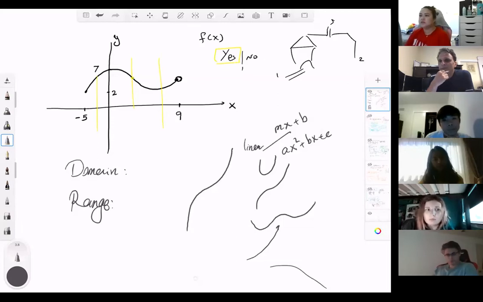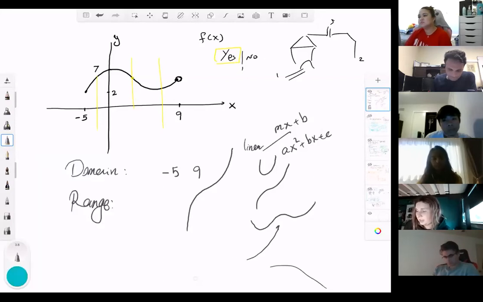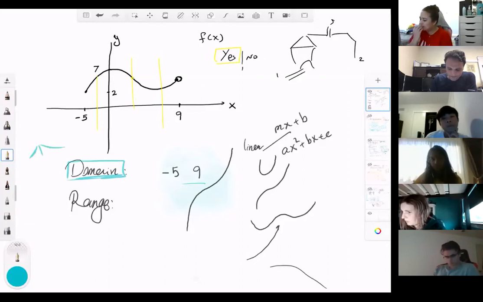What do you think the domain will be? -5 and 9. Well, that's in coordinates, but in interval notation, it would be like x is greater than or equal to -5, and x is less than or equal to 9. Very nice. So the domain, that was the input of the factory, correct? Or the value of x. So this is the domain.